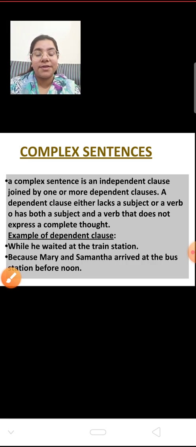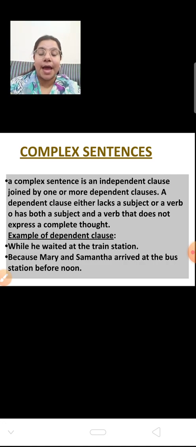The first thing we have discussed is that it is made up of one main clause, and we join one or more subordinate clauses to form a complex sentence. Here a dependent clause either lacks a subject or verb, or it has both, but it doesn't complete any thought. We can see an example of a dependent clause.